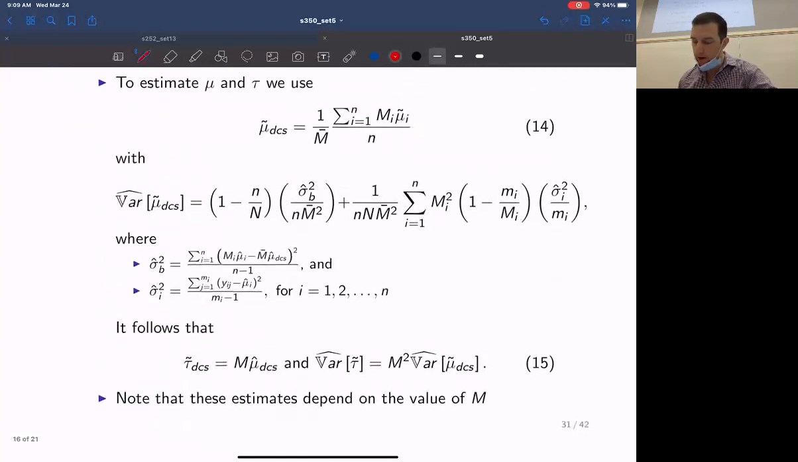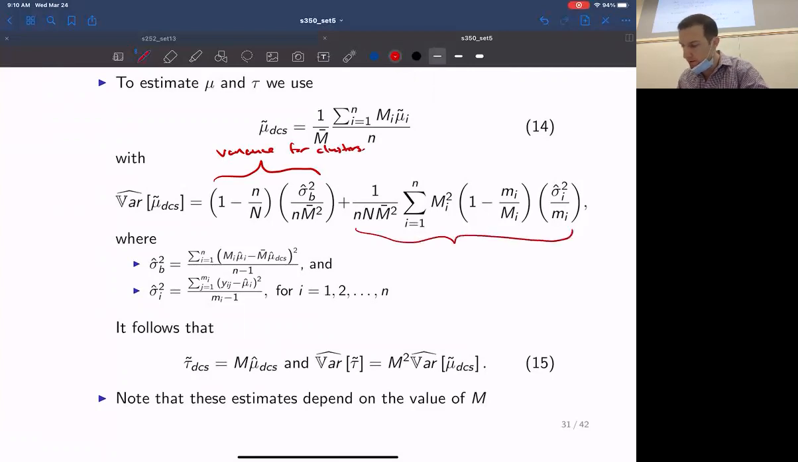And then we have our variance term for the estimator, which you can see is quite a bit more complicated. It has two different components to it. So you can see that the leading component here, this is sort of like the cluster variance. So we can kind of think of this as variance for clusters. And then you can see that we have the second component here, which includes a summation. And this would be the variance for each cluster.